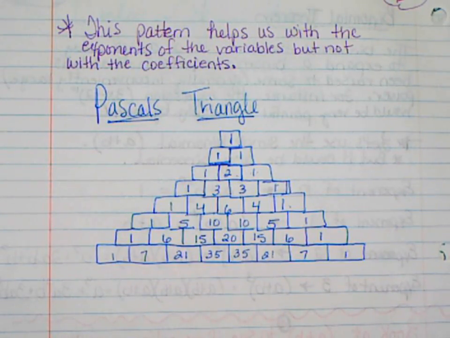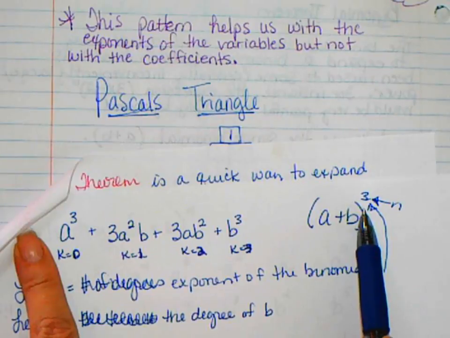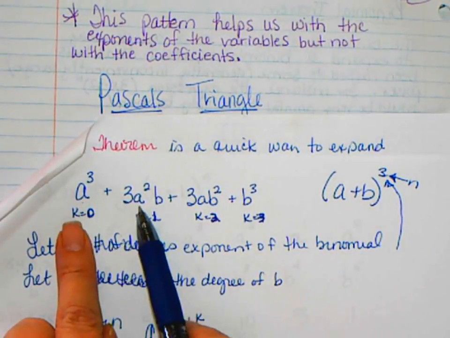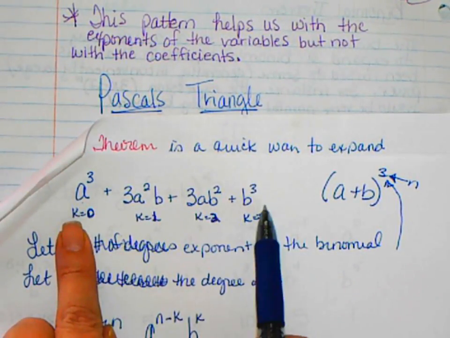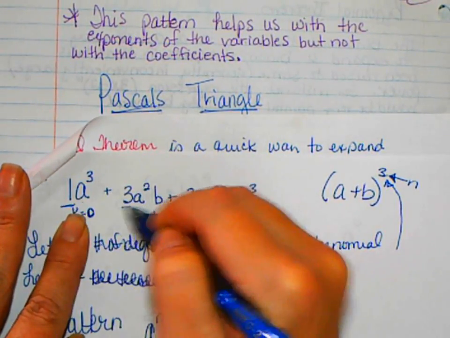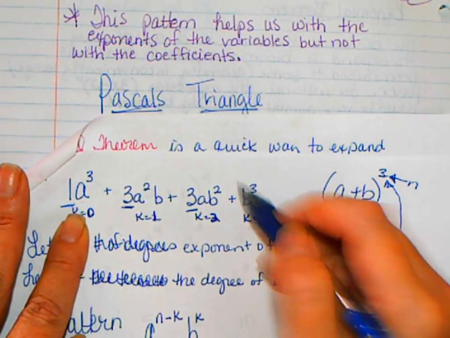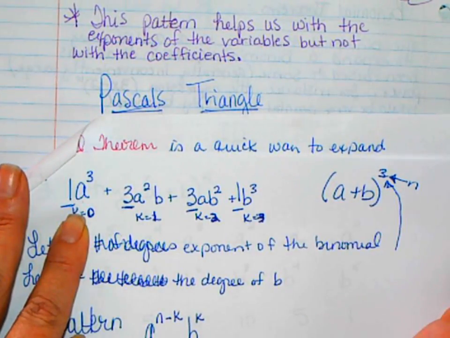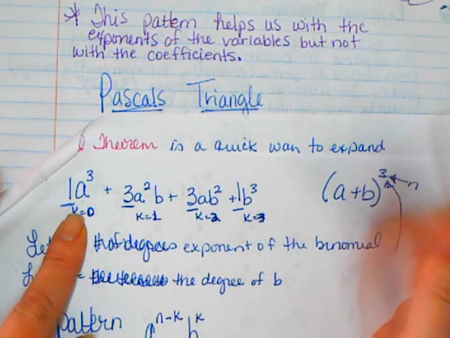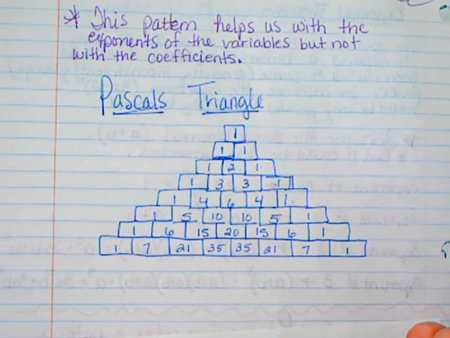Real quick, let me point out, on the previous page, when we did a plus b raised to the 3rd power, we got a cubed plus 3a squared b plus 3ab squared plus b cubed. Notice our coefficient here was 1. The second term the coefficient's 3. The third term the coefficient's 3. The first term the coefficient's 1, right? So 1, 3, 3, 1. Look where that came from. 1, 3, 3, 1. That came from Pascal's triangle, okay?